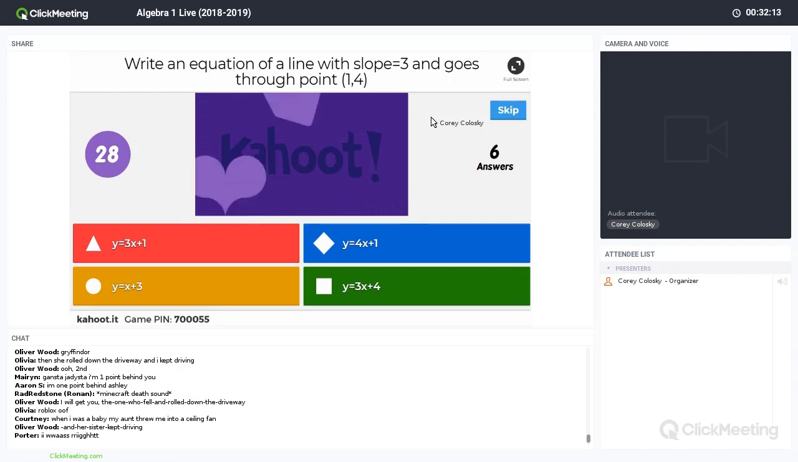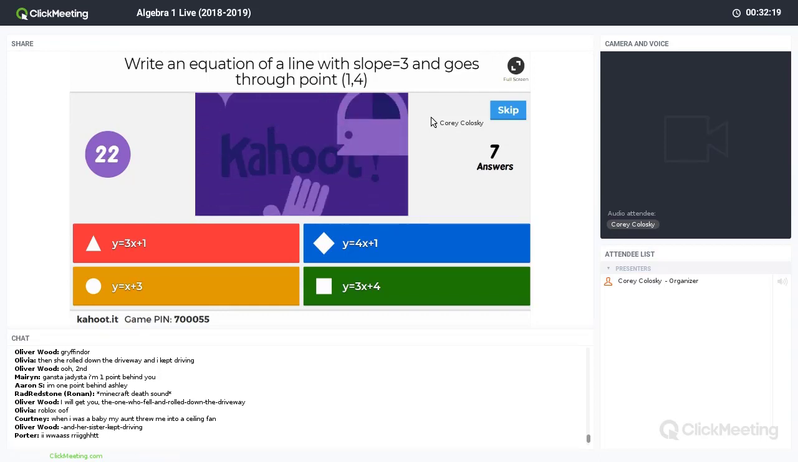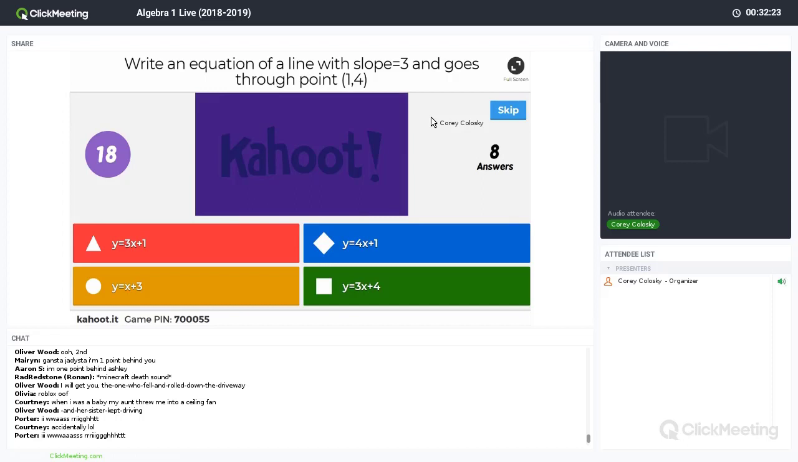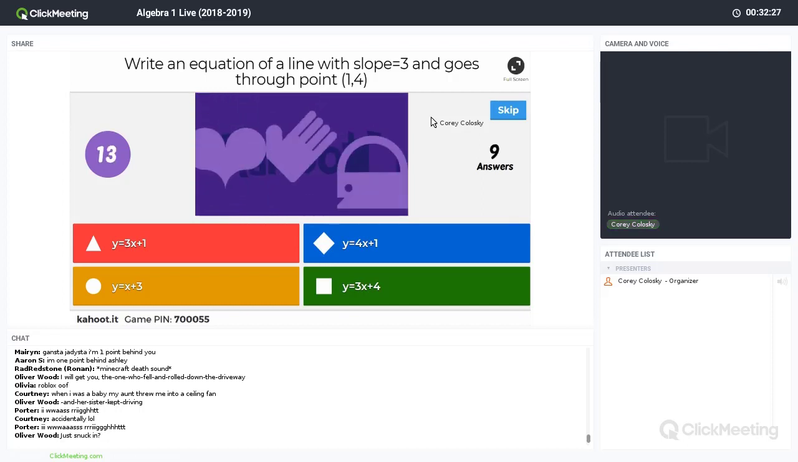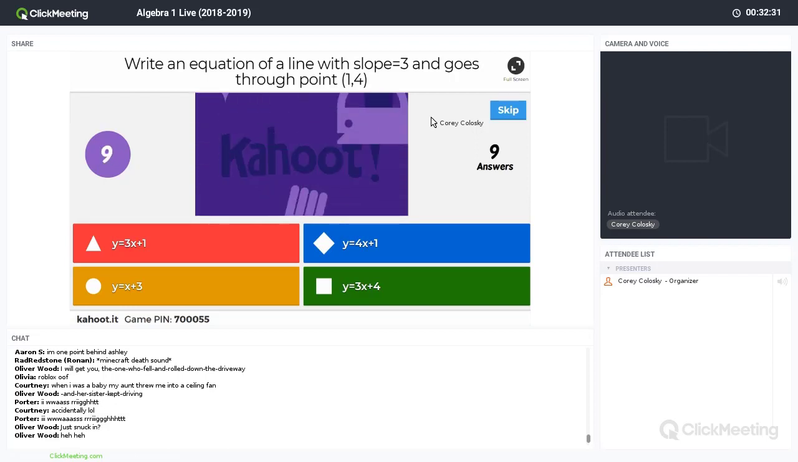Okay, I got 30 seconds if you need it. If you're totally stuck, you can at least use process of elimination to eliminate two choices right off at the beginning. Ten seconds left.